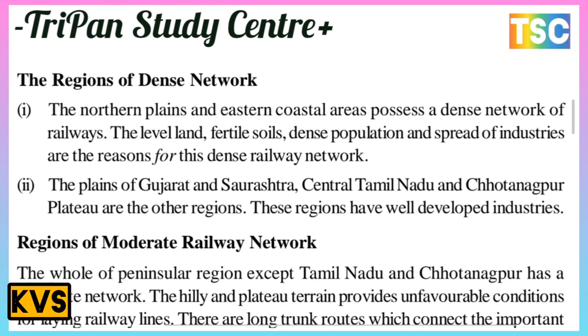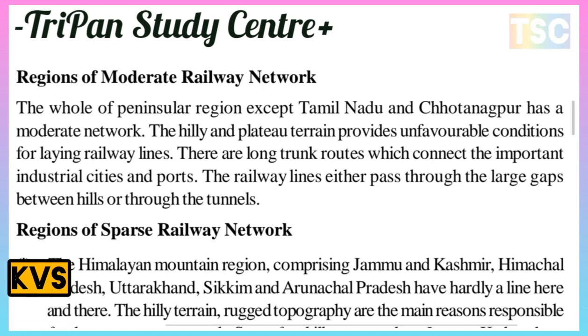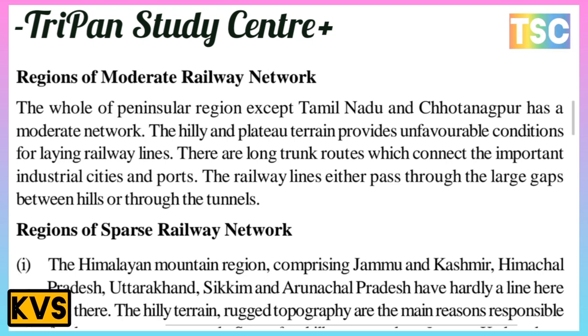Plains of Gujarat and Surat, Satara, central Tamil Nadu and the Chota Nagpur plateau are the other regions. This region has well developed industries. Next, the regions of moderate railway network: the peninsular regions, except Tamil Nadu and Chota Nagpur, have a moderate network.